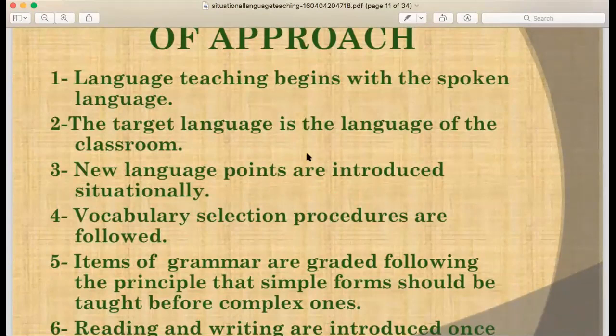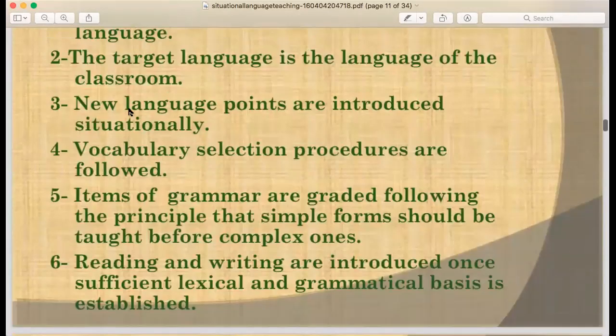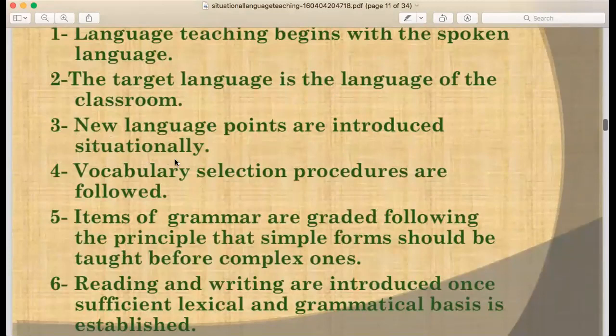New language points are introduced situationally. This is what differentiates SLT from the audiolingual method, that it is going to introduce a number of situations, okay? And whatever structures are introduced are situated in a situation, right? Certain procedures are followed and there is a selection of vocabulary, okay? And this selection of vocabulary again goes with a particular situation.